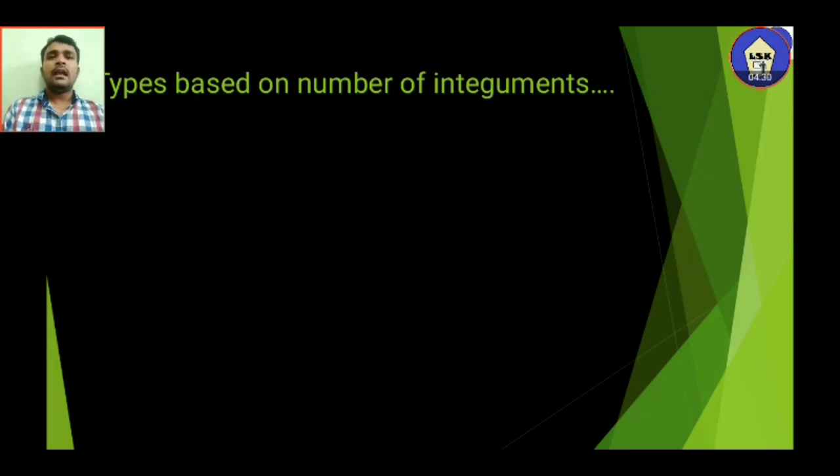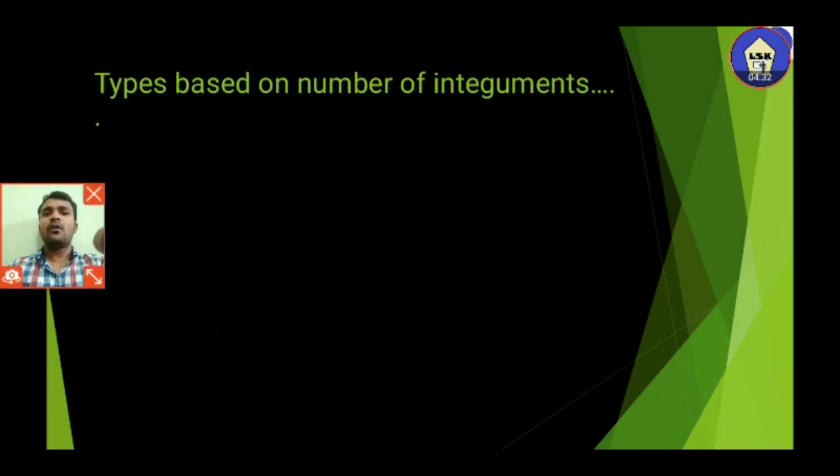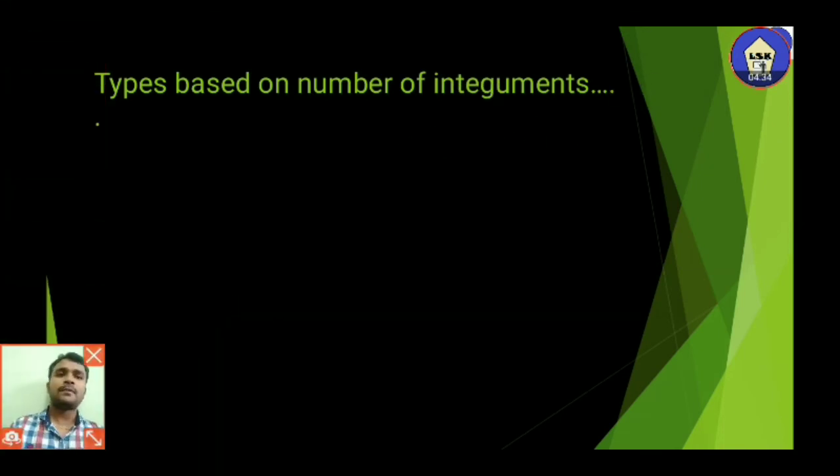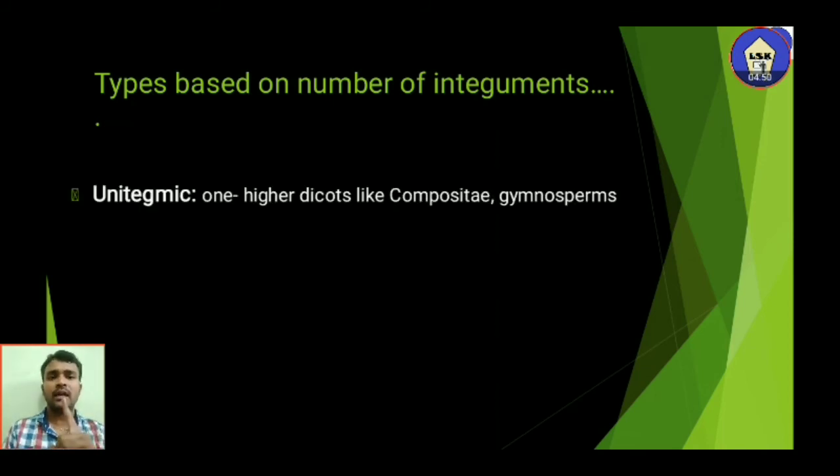So now, let us see the different types of ovules based on the number of integuments. As I mentioned earlier, the number of integuments may be one or two. Sometimes it varies. So let us see the different types of ovules based on the number of integuments. The first one is unitegmic. Uni means single, so one integument is found in the ovule.